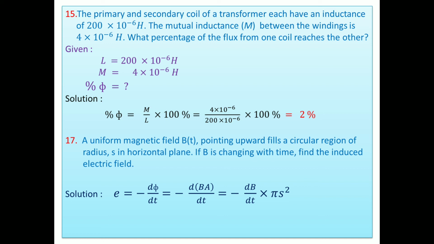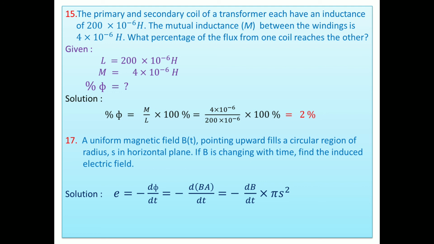17 number. A uniform magnetic field B(t) changes with time, means the magnetic field is a function of time. Pointing upwards, it fills a circular region of radius R in the horizontal plane. If B changes with time, find the induced EMF in the field.